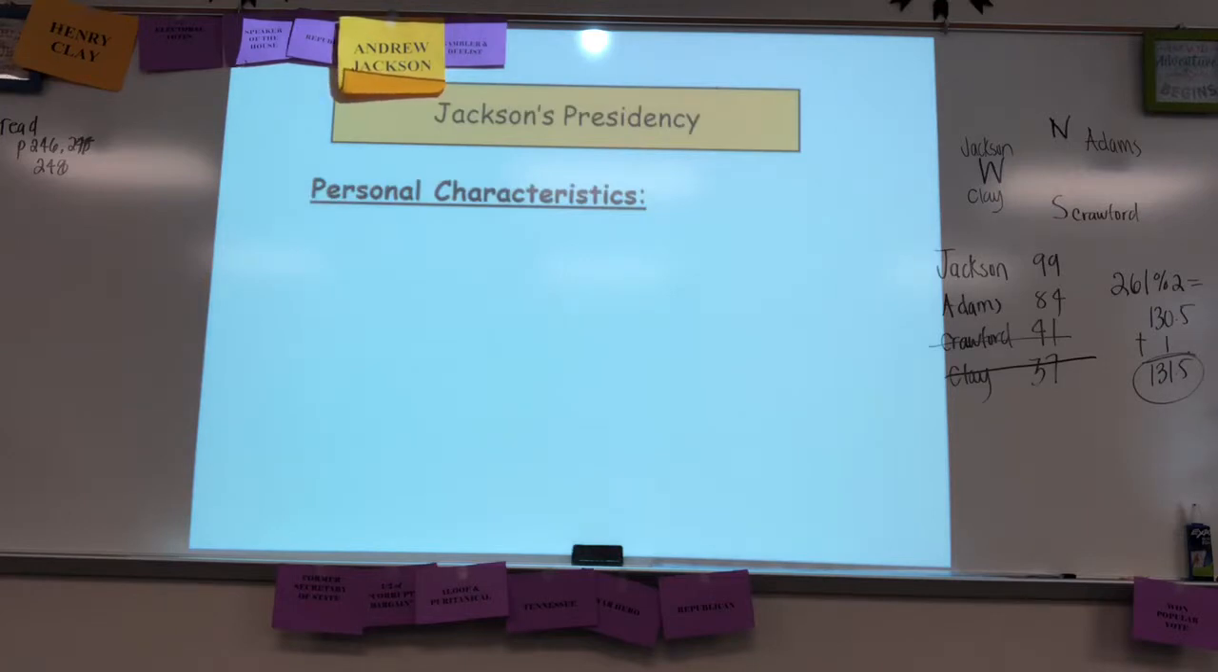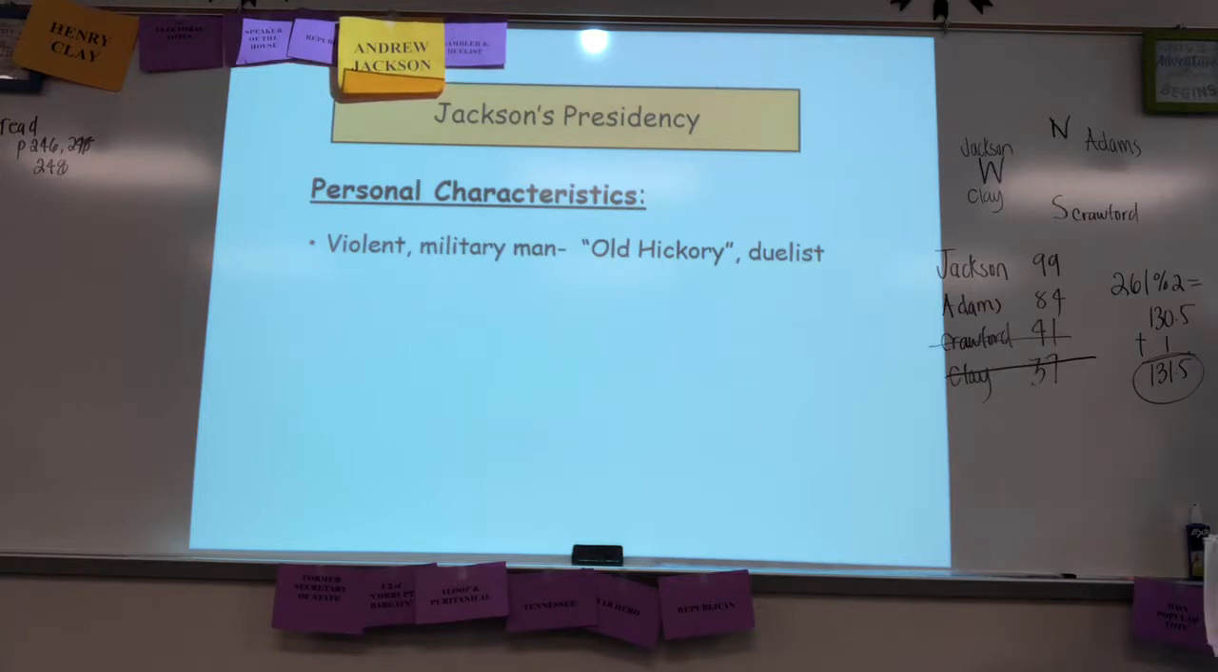So Jackson, let's look at his characteristics, which should be question 10. His personality. He's a very violent man. What event did we see that he was very violent in? Florida campaign, he went a little bit overboard, $5 million in damages, right? Also, when they attacked Rachel, did he get upset? Okay, we're going to see he's also a duelist, just like Henry Clay was.